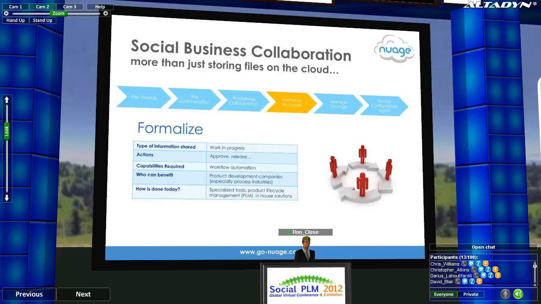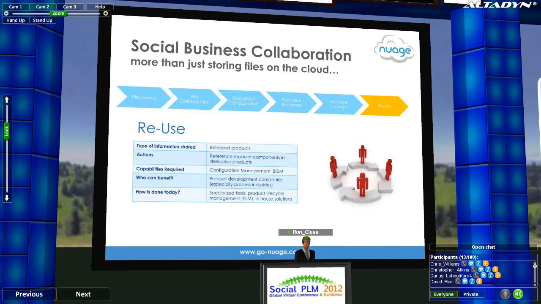So if you kind of summarize, think about what's on this chart that we showed, from the file sharing capability to the reuse capabilities that are described here. So the file sharing, file collaboration today is typically in the space of social, where formalizing, managing, and reusing information is where PLM lives today. And we see social business collaboration as a way to try to link together these pieces of information that may or may not make it into a formalized process today.